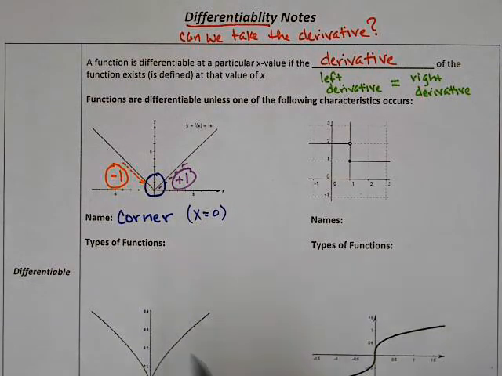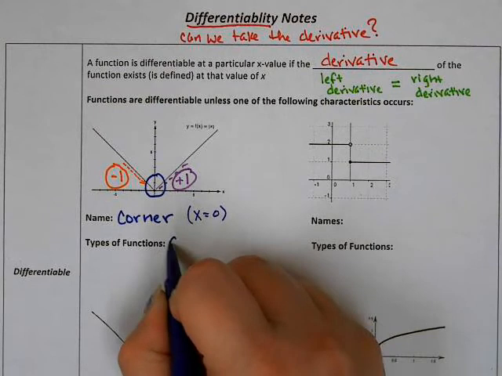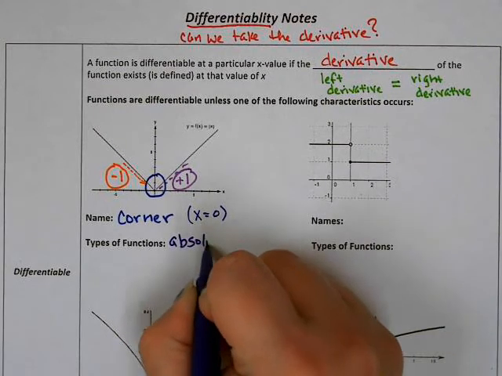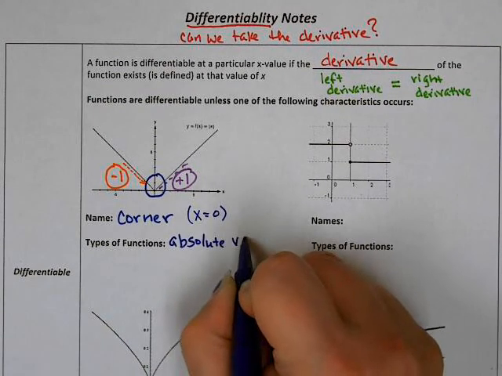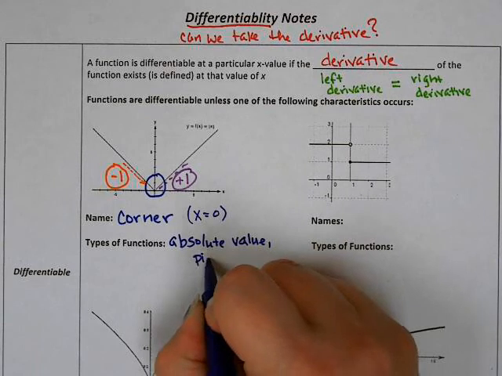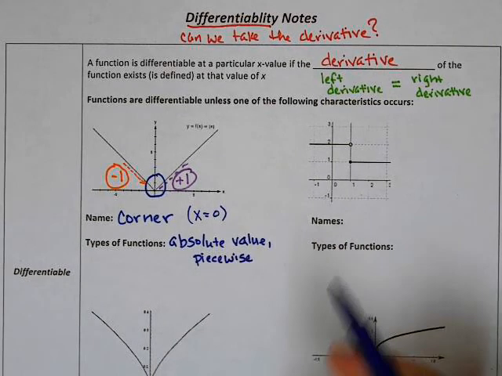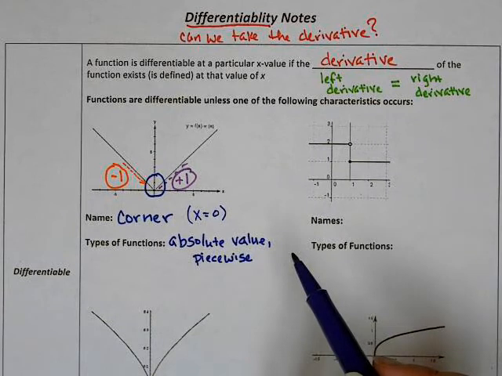So types of functions where this can occur, clearly absolute value functions, because that's the one we have. And the other place that this can occur a lot is with piecewise functions. Depending on what your pieces are, they might create a corner at a specific point.